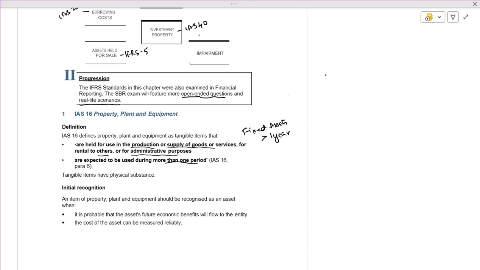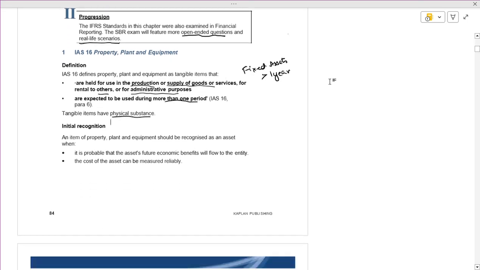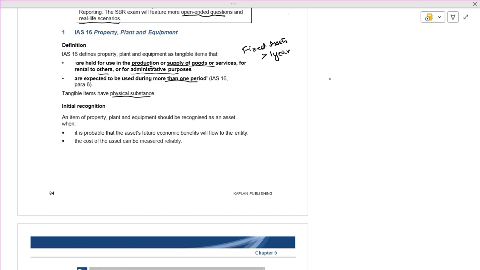These are tangible assets with physical substance. How are we going to recognize them? This is the most important point where the examiner will test how clear we are in our concepts. An item of property should be recognized as an asset when there is a future economic benefit. What is an asset? People say an asset is what we own. But if you go a little further, an asset should have some future economic benefits which will flow to the entity.